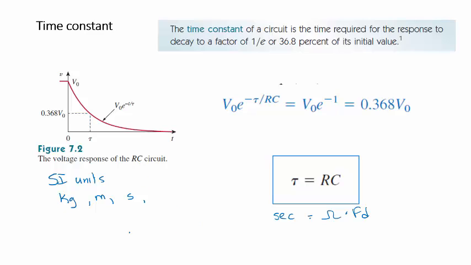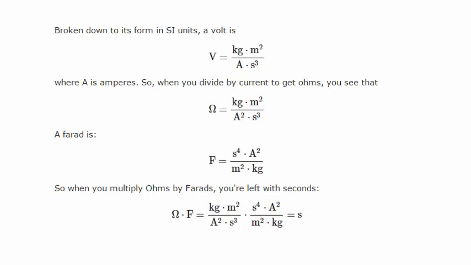So let's break down ohms into that, because ohms and farads are called derived units. They're derived from the SI base units. Amps is included. That's right. So if we break that down, an ohm is actually a kilogram meter squared per amp squared second cubed, and a farad breaks down into its fundamental SI units here. So ohms times farads, you do the units cancellation, and you will indeed be left only with seconds.